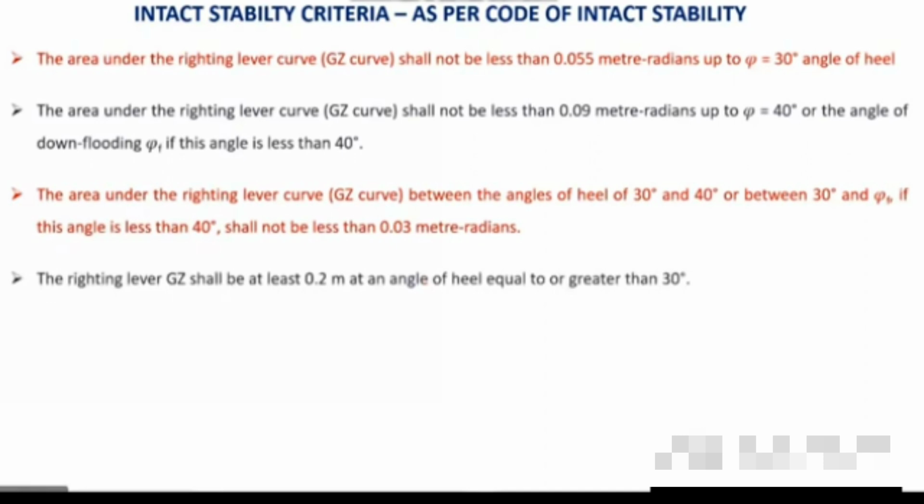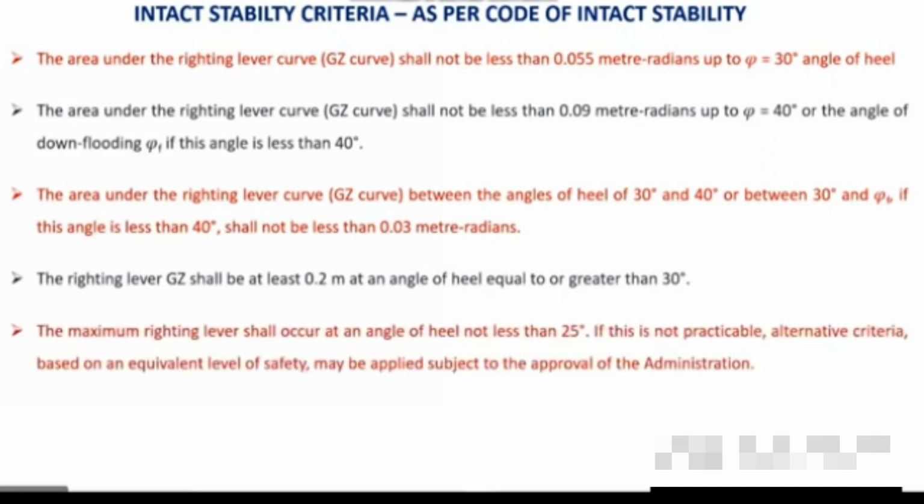The righting lever shall be not less than 0.2 meters at an angle of heel equal to or greater than 30 degrees. So they don't want suddenly that up to 30 degrees it goes up and then suddenly dips down. So they want to make sure that at 30 degrees or a higher angle, the minimum GZ should be at least 0.2 meters. The maximum righting lever shall occur at an angle of heel of not less than 25 degrees. Then, of course, if it's not practicable, then it's the discretion of the administration which comes in. And then the initial metacentric height shall not be less than 0.15 meters.